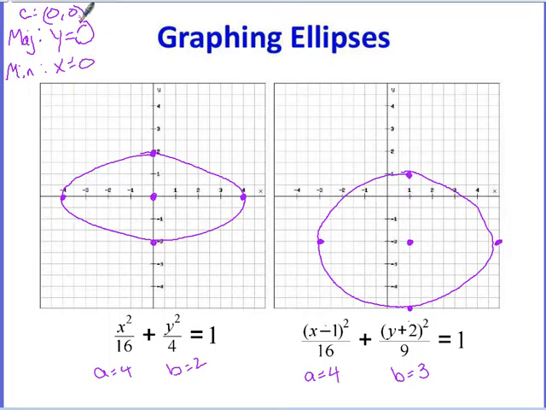These will always match the coordinates of your center. One will be x, one will be y. It just depends on how the ellipse is. So if this was the other way, if this was, for example, a vertical one like that, then these would be switched.